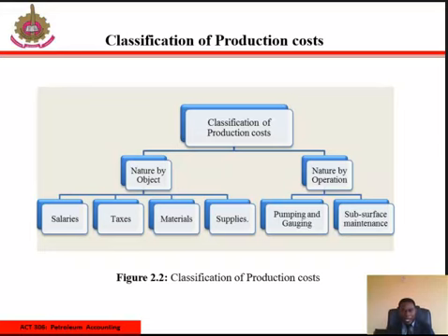Then we have repair and maintenance. The cost incurred in repairing leased equipment such as tank farms, separators, descenders, desorters, flow lines, lease cabins, engines, motors, pumps, and other surface production equipment are classified as repair and maintenance and form part of production cost.